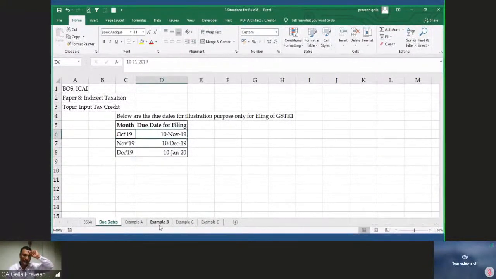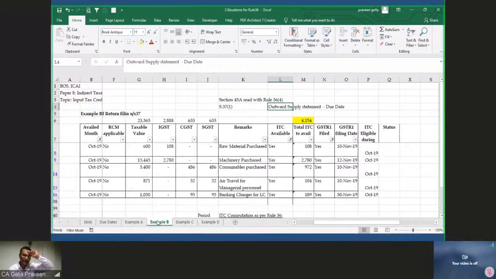Now come to your example B. Now when you look into October, there are 5 purchases. Now this 5 purchases, what I have presumed, if you look into column P, as per books, I am saying I will take entire credit in my October. Now here we need to check something called column O. What is column O? GSTR1 filing date of my supplier.